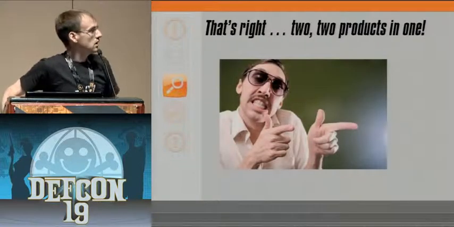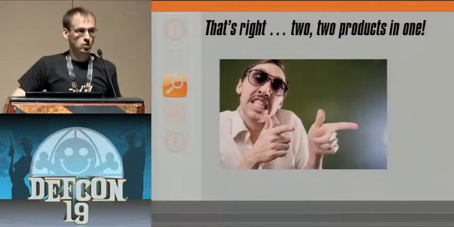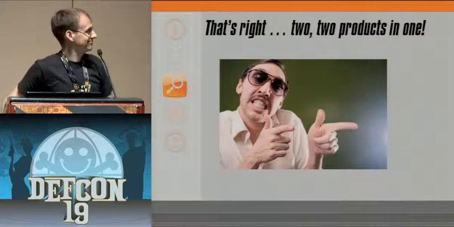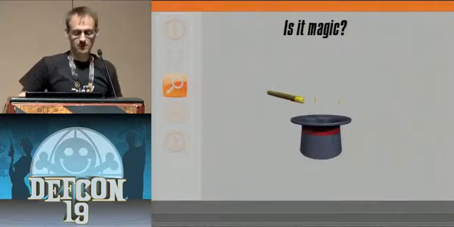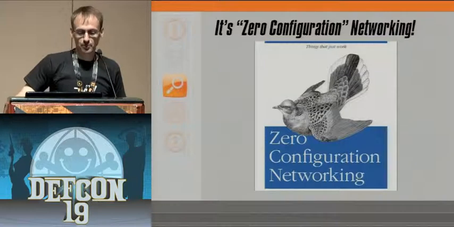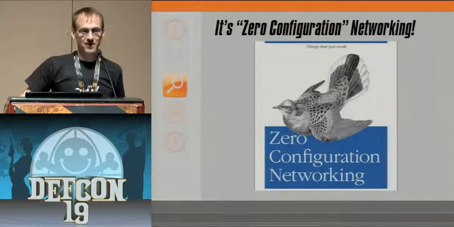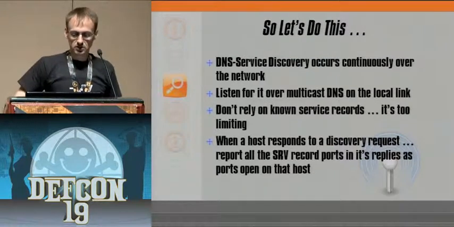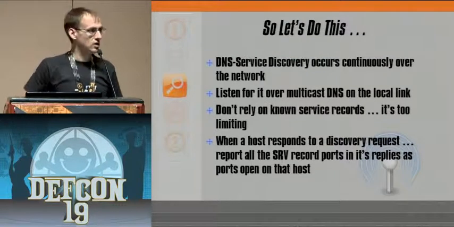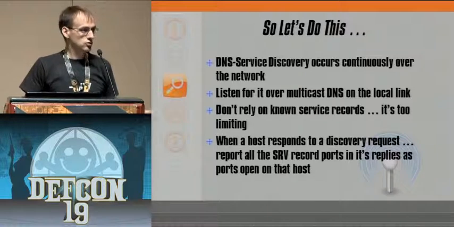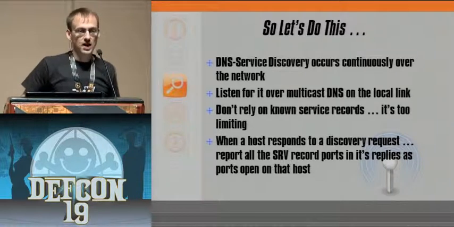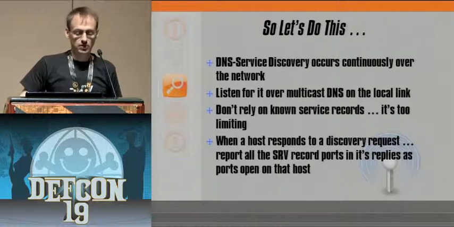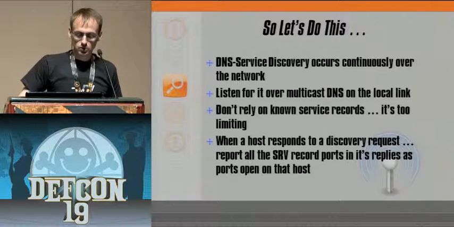So, multicast DNS, also running DNS service discovery, is two products in one. Is it magic? Nope. It's Apple's zero configuration networking. Thank you, Apple. So let's do this. DNS service discovery occurs continuously over the network. You want to make sure, for the user or for the software itself, that the list is fresh. So it's continually discovering this information out there, making sure that list is fresh for the software or for the user.